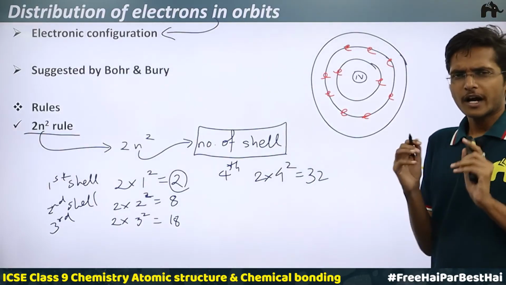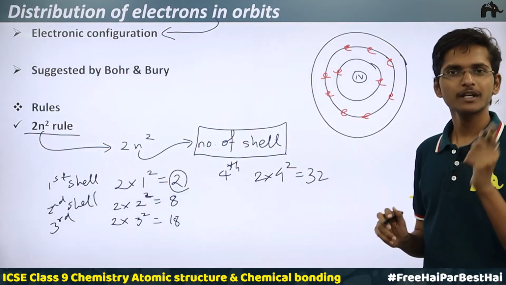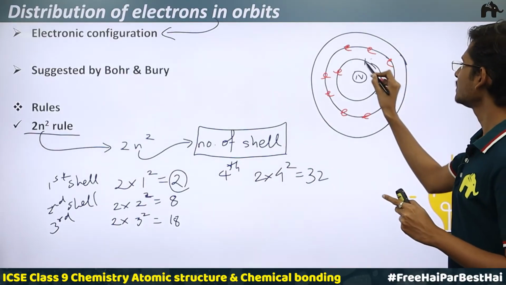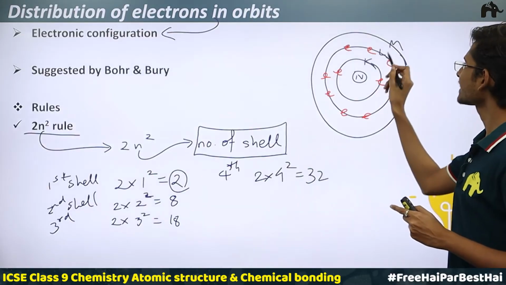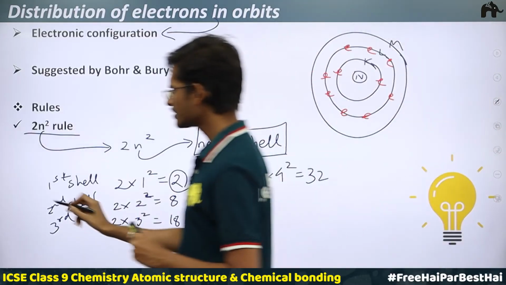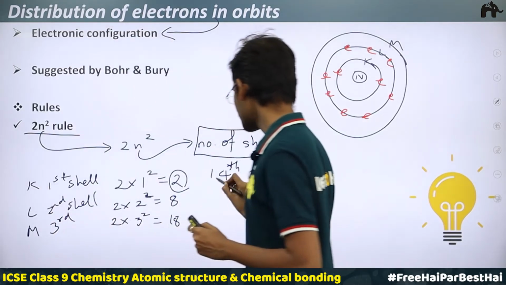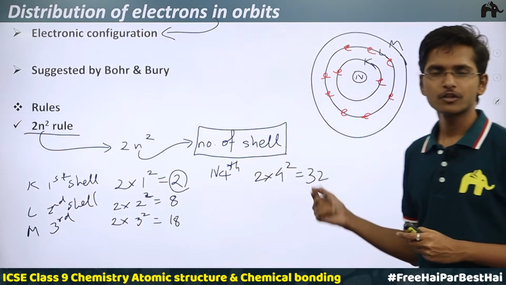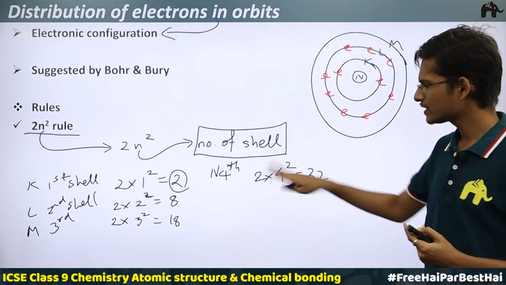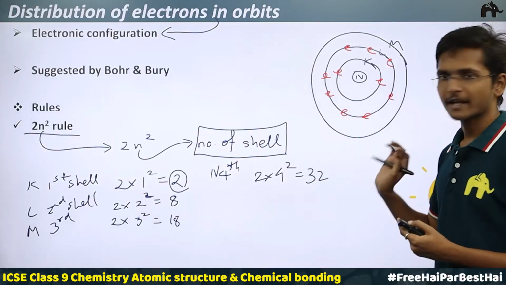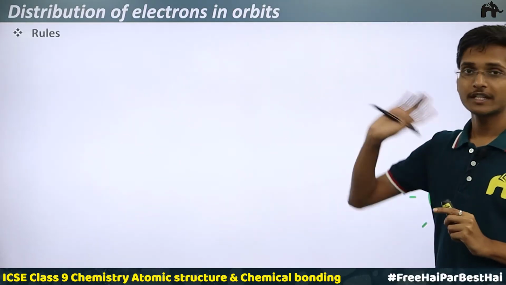I hope you know Bohr's model of an atom. He named the shells K, L, M, N, like this. First shell is K, second is L, third is M. So you can simply write it this way also: K shell, L shell, M shell, N shell. I will tell you how to write the electronic configuration, but we can use this KLMN from Bohr's model. Clear? Let's move ahead to the next 2 rules.